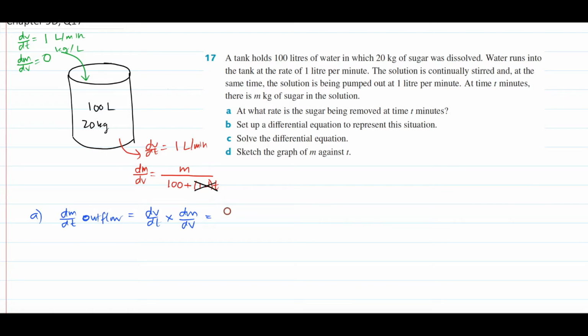Just if you guys are doing chemistry. But anyway, this is special. We don't really care too much about that. Let's just multiply. 1 times m over 100, we get m over 100. There we go, okay? So that is your rate of outflow for sugar. That's part A. Let's do part B.